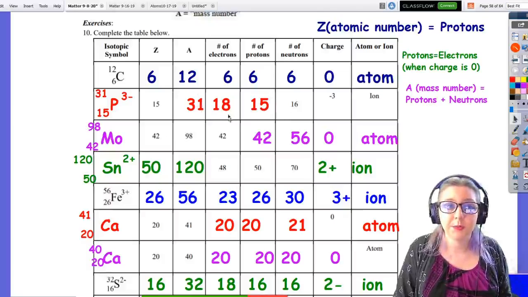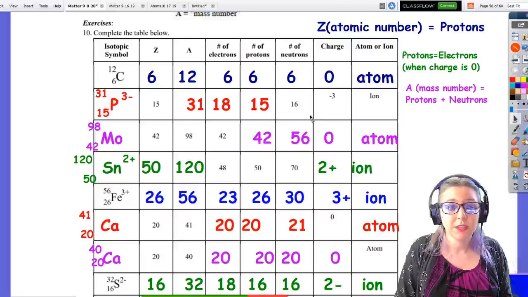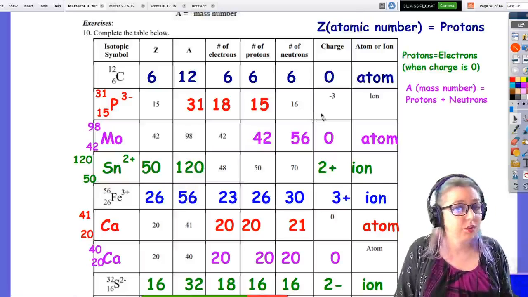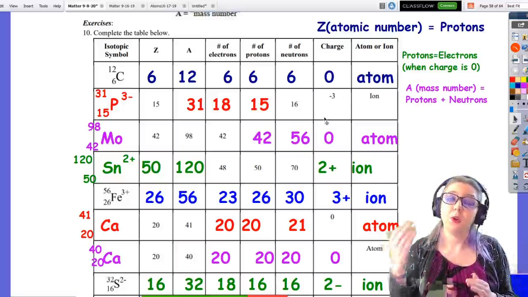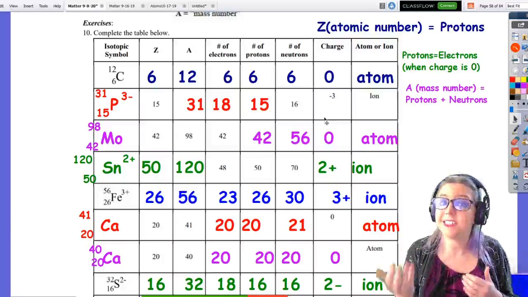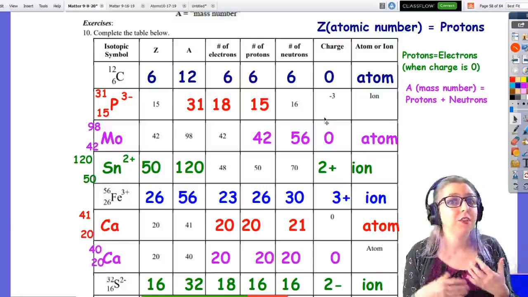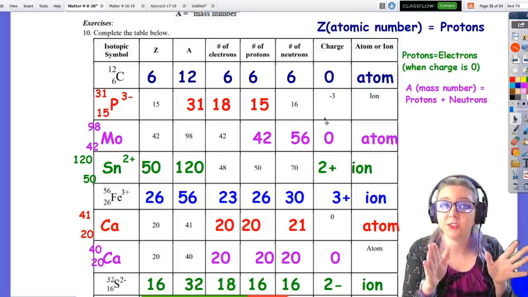Now the electrons are a little bit more tricky because I have a charge. Now, your charge is equal to your protons minus your electrons. So you can solve this with a little bit of algebra, just solving for your unknown. But here's how I like to think about it. You can go either way, whichever works for you. I see that my charge is a 3. So that means I either have 3 more electrons than protons, so I have 18 electrons, or I have 3 less, so maybe I have 12 electrons. So I know my answer is either 12 or 18 because my charge is a 3.